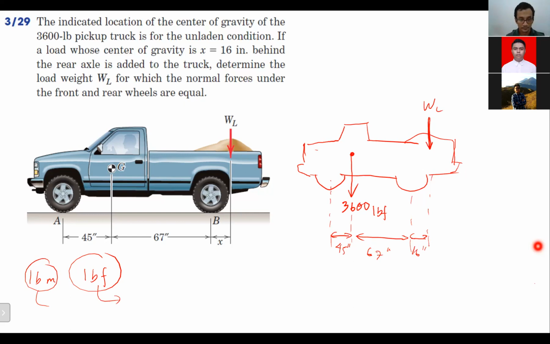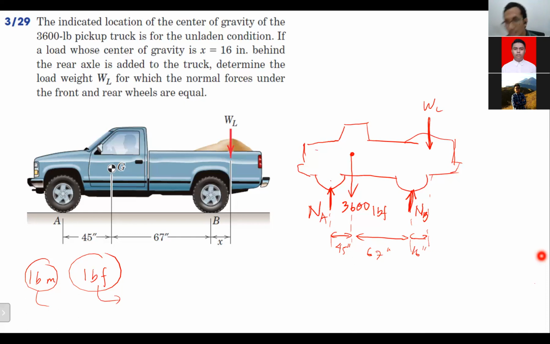Normal forces at point A and point B, which is on the left side of the 45 inches and on the right side of the 67 inches, just before 16. And we're supposed to put the direction as well. Where are the forces going? Upwards. So we can draw it like this and like this. I will name them NA and NB. Anything else? No, I think that's all.